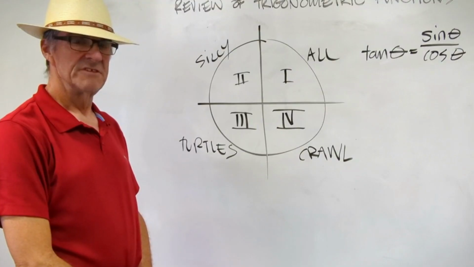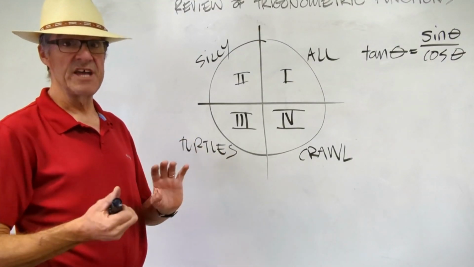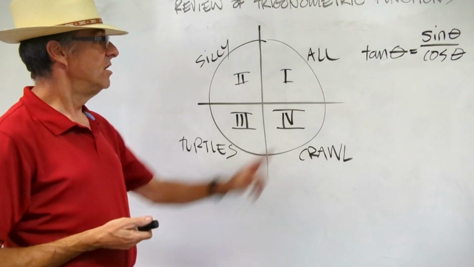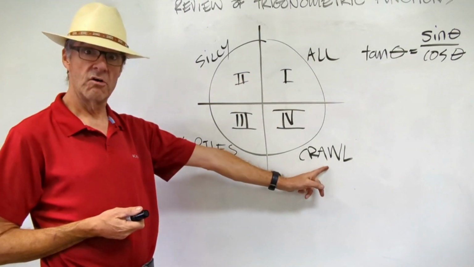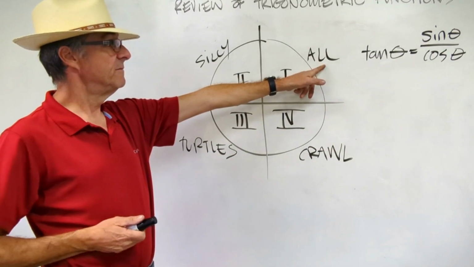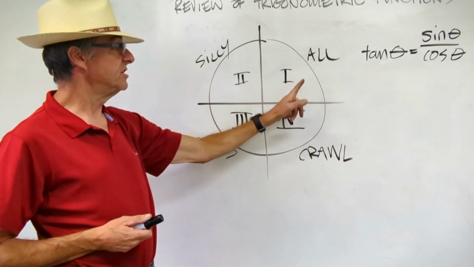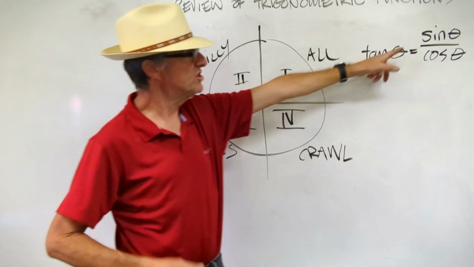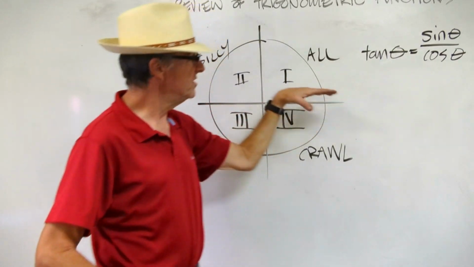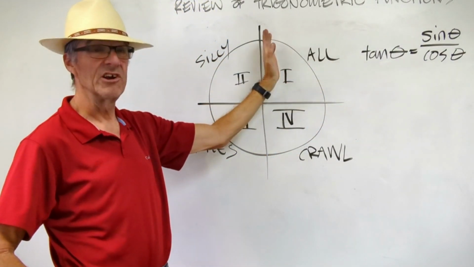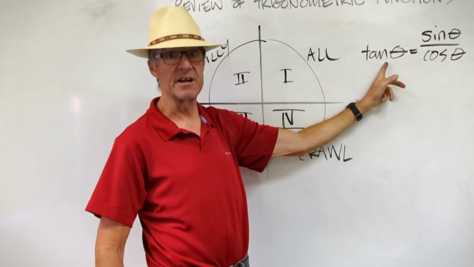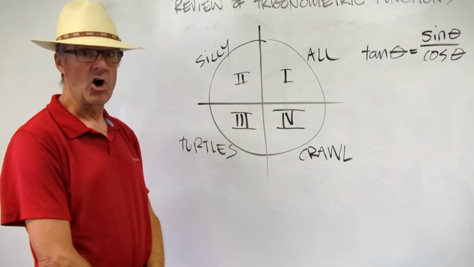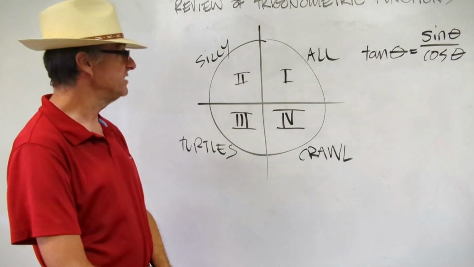Here's a trick for remembering what sign to ascribe to those three basic values we talked about on the last board. All silly turtles crawl. Perfect. So all means all functions are positive here. Okay, so sine and cosine are positive. And then I want to remind you, tangent is just sine divided by cosine. So we know that both sine and cosine are positive here. So if you divide a positive by a positive, you're going to get a positive. So tangent is also positive here. So that's all. For all functions, all three functions are positive.